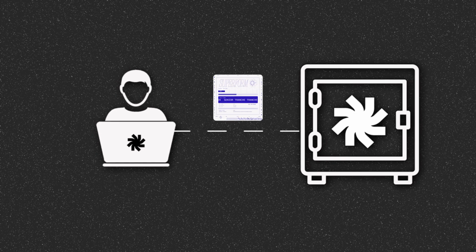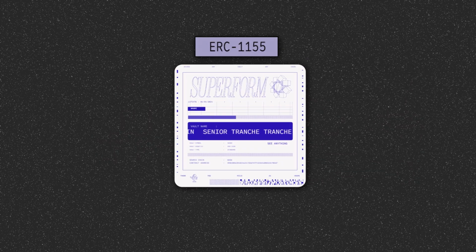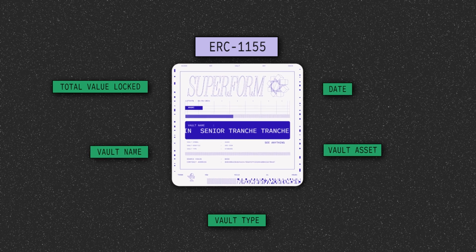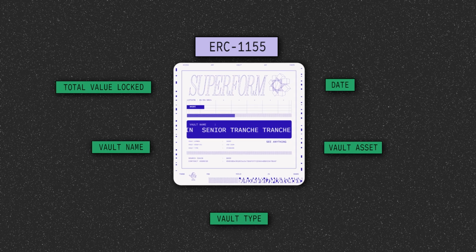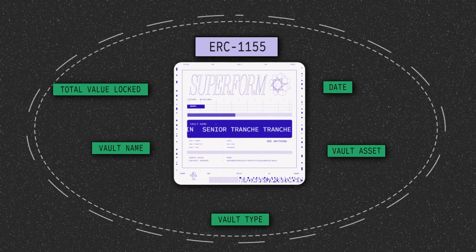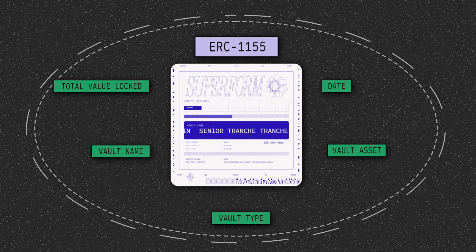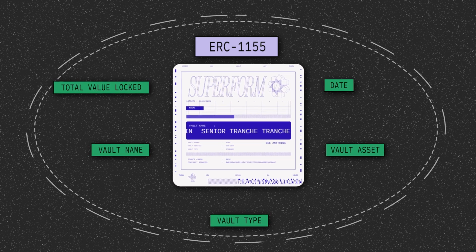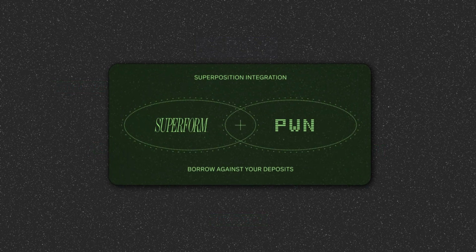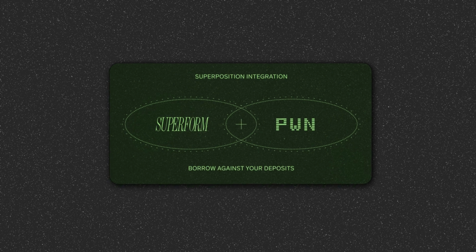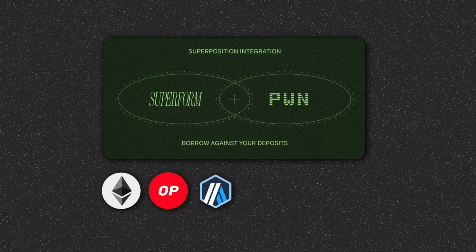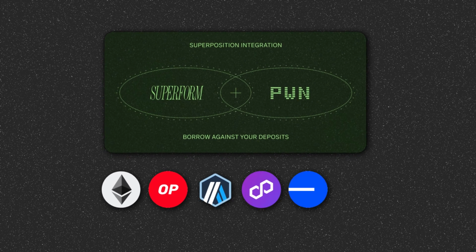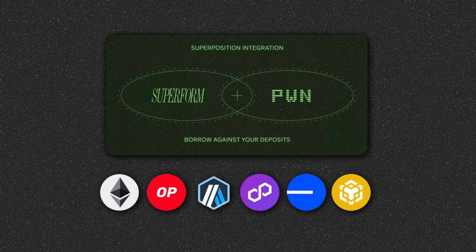Superpositions. After making a deposit, the user receives a superposition, ERC-1155, which is a tokenized representation of his or her share in the vault. These superpositions can be exchanged for the main stake in the vault or used as liquidity in the markets. For example, a protocol such as PWN has already integrated Superform. The integration currently works on Ethereum, Optimism, Arbitrum, Polygon, Base, and BSC.